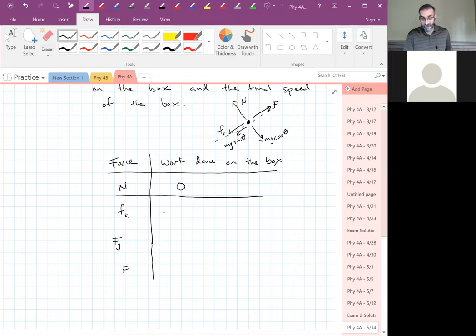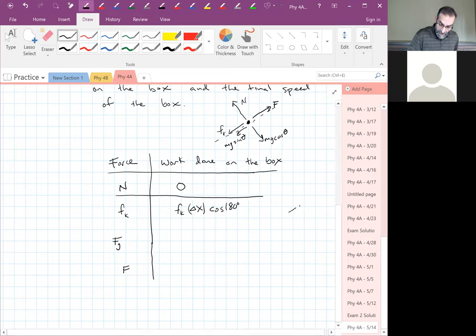Okay, what do we get for the normal force? Zero. For friction, we have the friction force times the distance times the cosine of 180 degrees, because the displacement is up the incline and the friction force is down the incline. And that makes an angle of 180 degrees. Oh, what am I missing? Five. Is that about right?